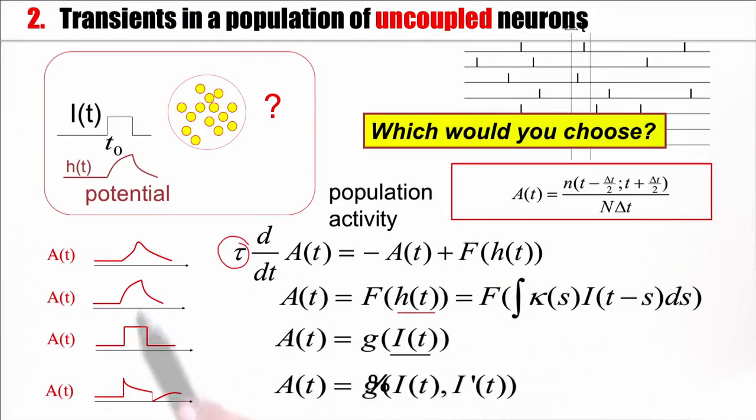Or going the other direction, you could say, well, maybe it doesn't follow the current, but it's as fast as a current step, but then it will decay down again, in which case it would be a function of I of t and I prime. So the question I have for you, which model would you choose? Here are the 4 models.